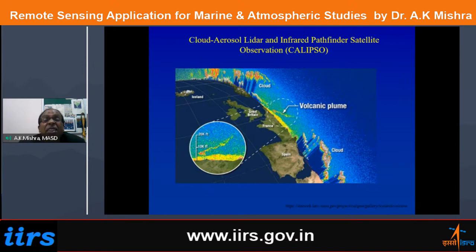And another is the Cloud-Aerosol Lidar and Infrared Pathfinder Satellite Observations, CALIPSO, which is giving you information about the vertical structure of the atmosphere. This picture shows you the volcanic plume. So at different heights, aerosol can be mapped out. So one infrared, one visible sensor is being used. A wavelength is being used to map the vertical profile of the atmosphere. Thank you.